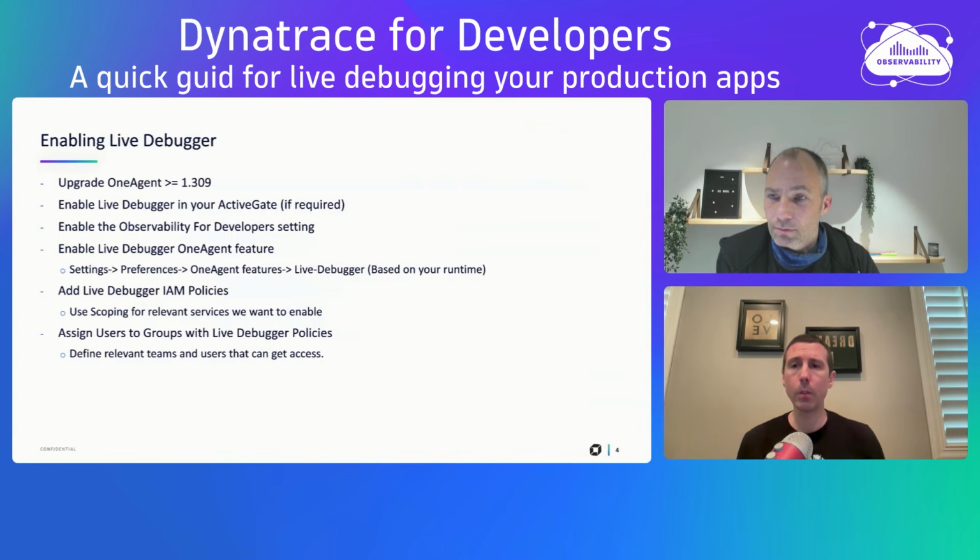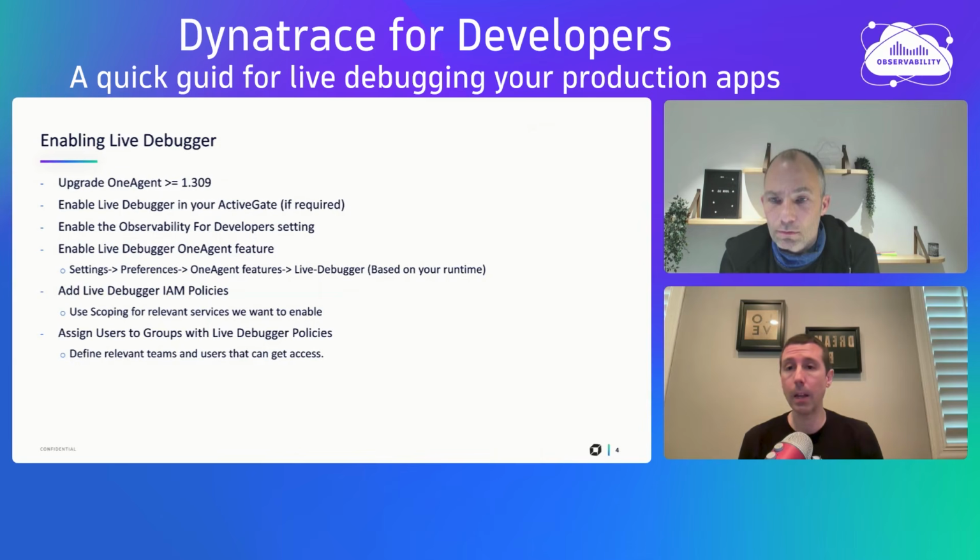Just to quickly recap as well, I wanted to touch on what you need to do in order to use the Live Debugger and the settings that need to be configured. You need to be on a minimum of OneAgent version 3.09. You need to have the Live Debugger capability enabled within your ActiveGate. If you have any locally deployed ActiveGates in your environment, there's a capability that you toggle on, which should be on by default.